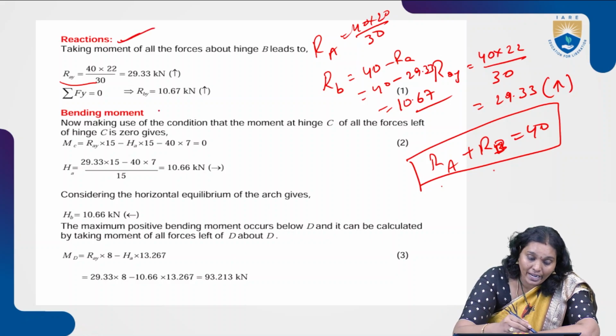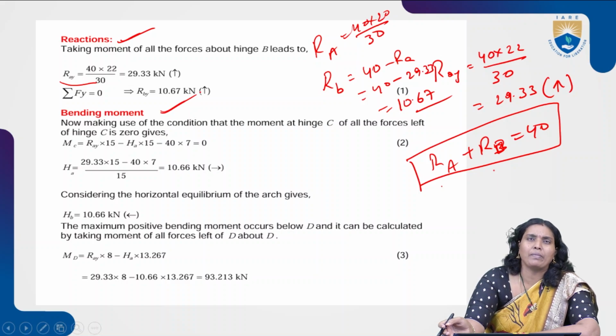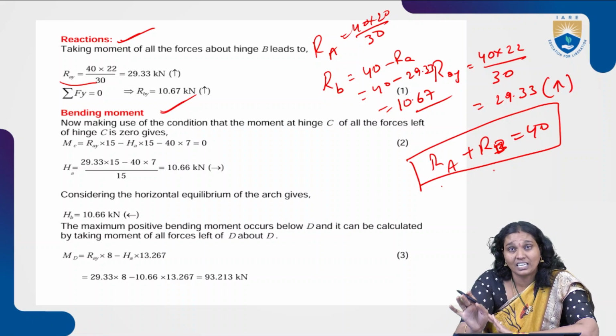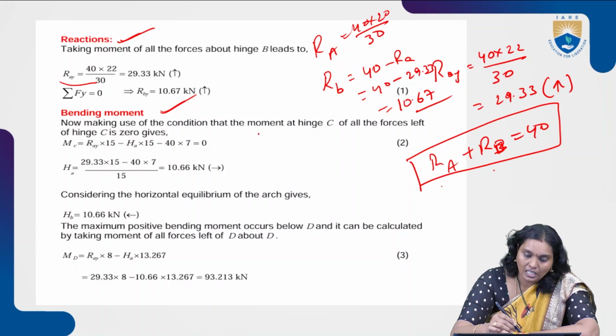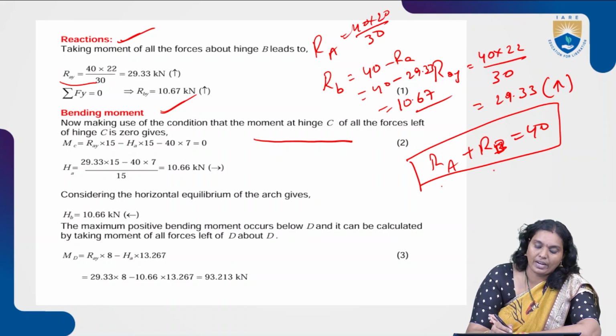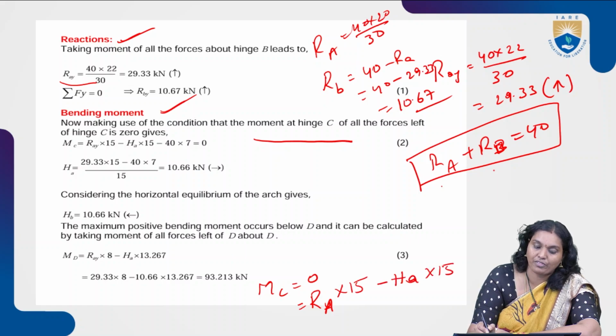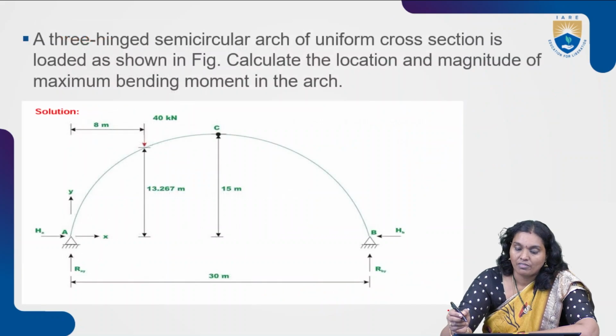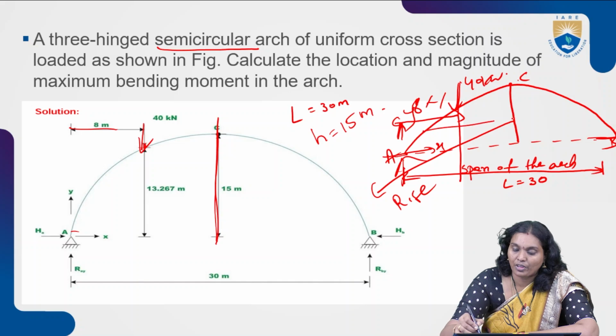Now coming to the bending moment. Making use of the condition that the moment at hinge C of all the forces left of the hinge C is 0, is given. So the bending moment at C is equal to 0. It means reaction at A multiplied by 15 minus horizontal reaction multiplied by 15 minus 40 into 7. Because from here to here that is equal to 30, from here to here that is equal to 15. So from here to here this is 7.